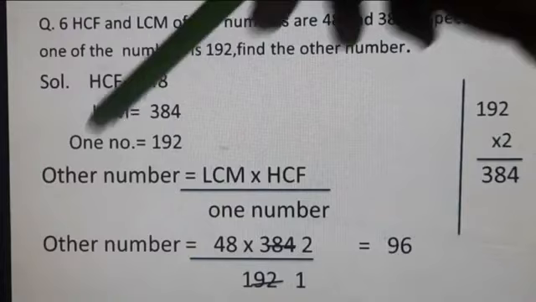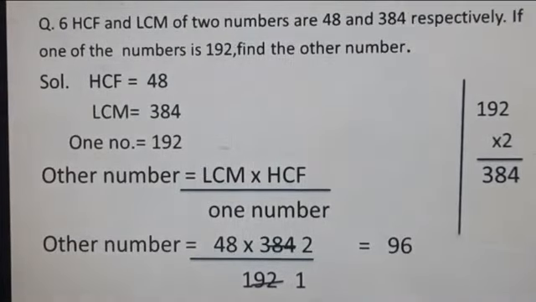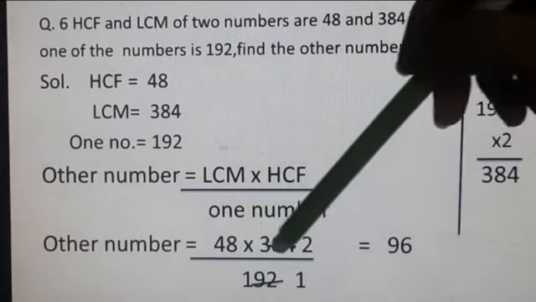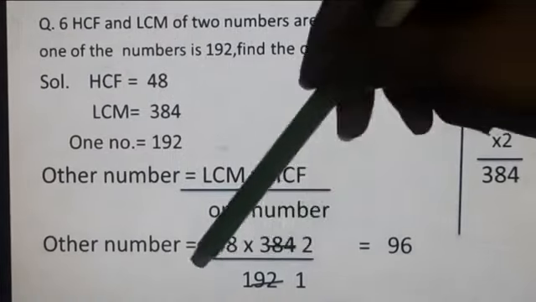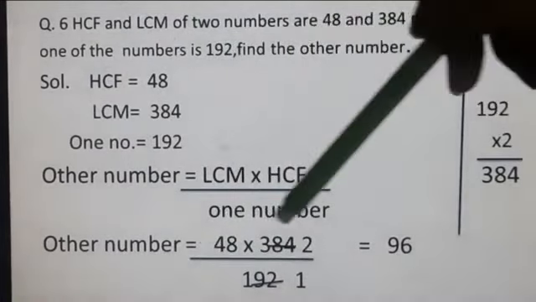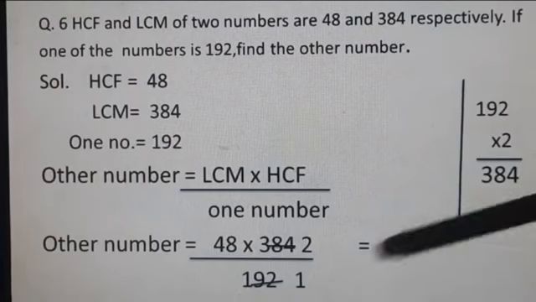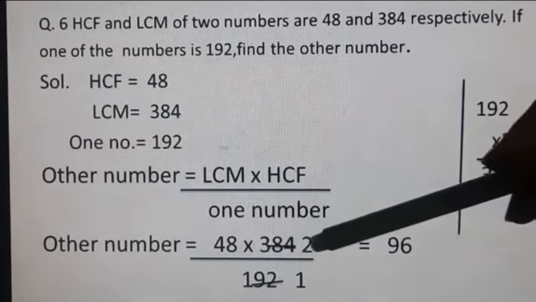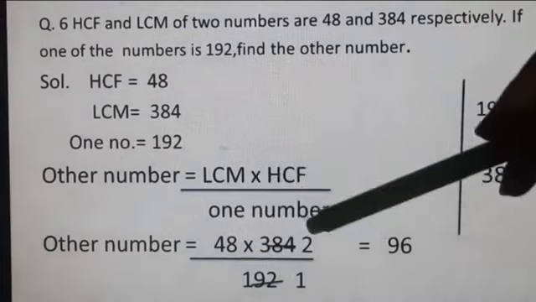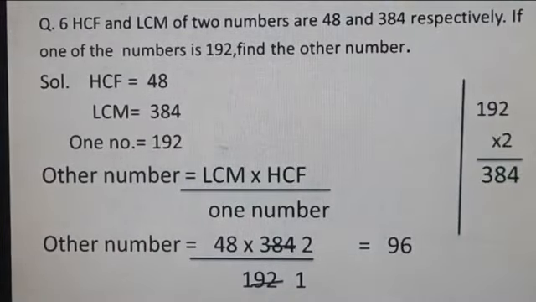So the other number is equal to HCF multiply LCM upon one number. Right? So 48 multiply 384 divided by 192. If you are writing 384 multiply 48, that is also correct. Now 192 twos are 384. So 192 ones are 192, twos are 384. 48 twos are 96. So our other number is 96.